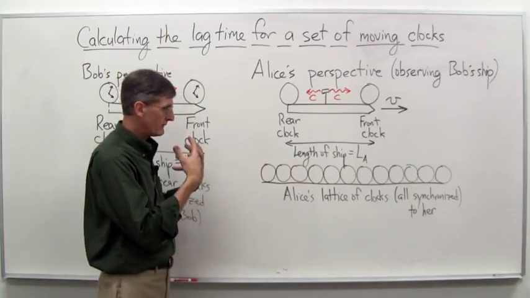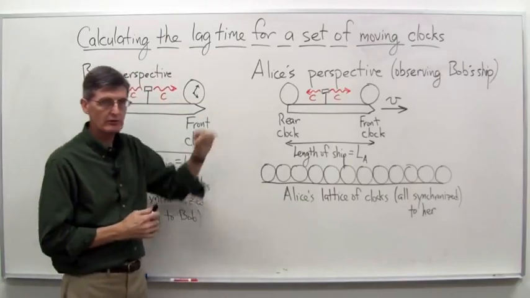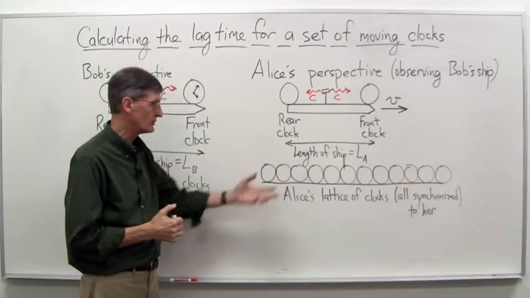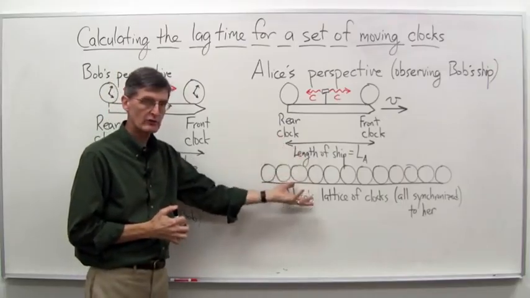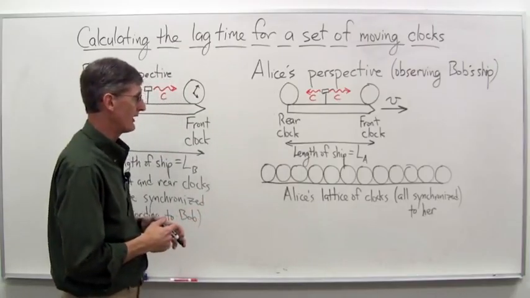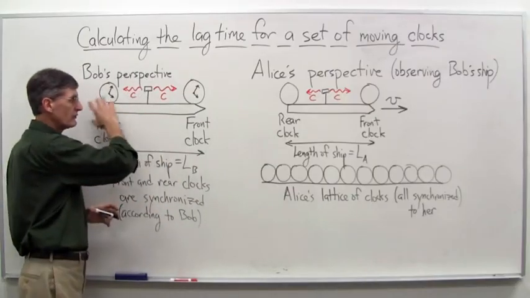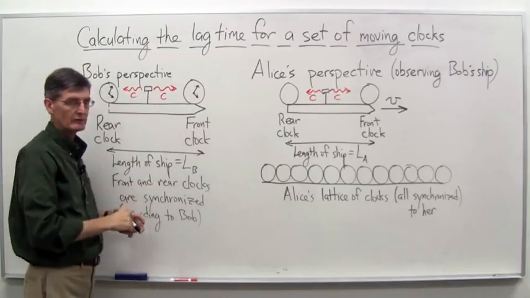She's going to take flash photographs when the two light beams hit Bob's front and back clocks, and then she can do the calculations in her clocks and see what she would see on Bob's clocks at that point. Again, as far as Bob is concerned, there's nothing really too interesting. As far as he's concerned, clearly the light beams hit the clocks simultaneously.